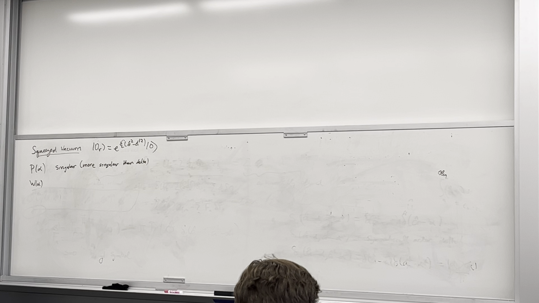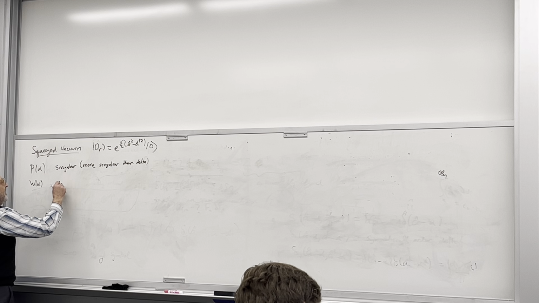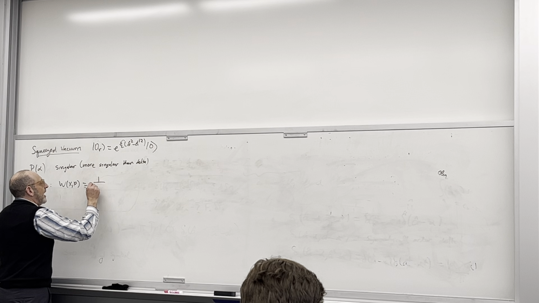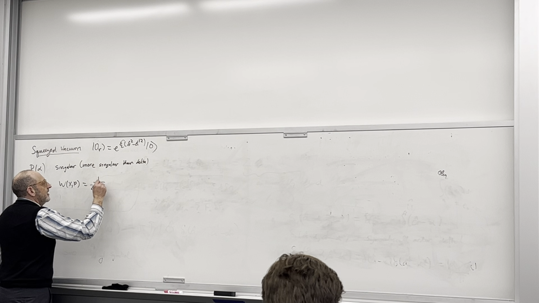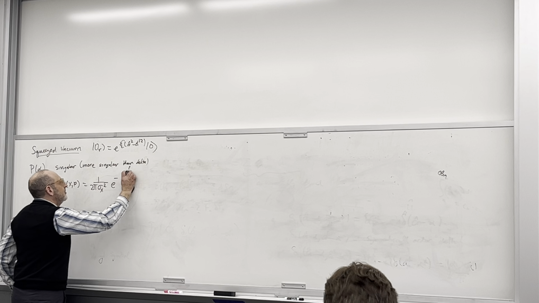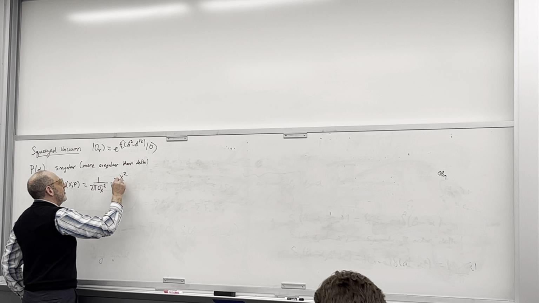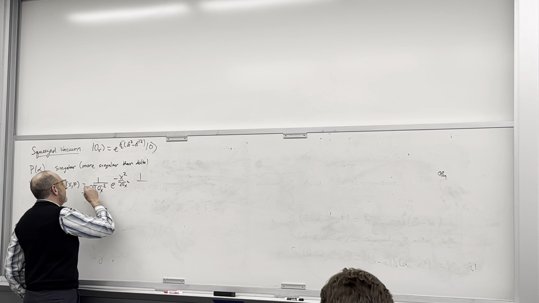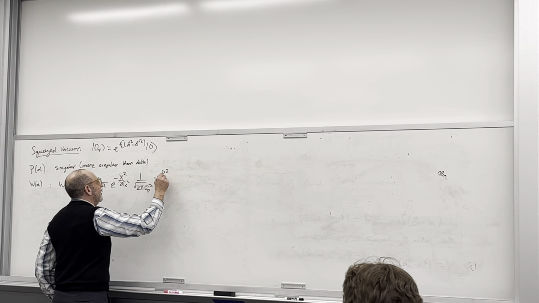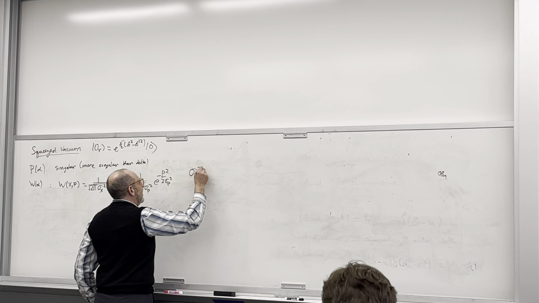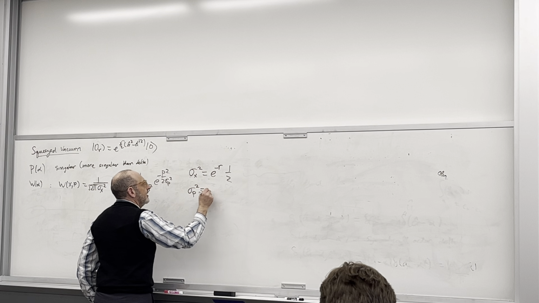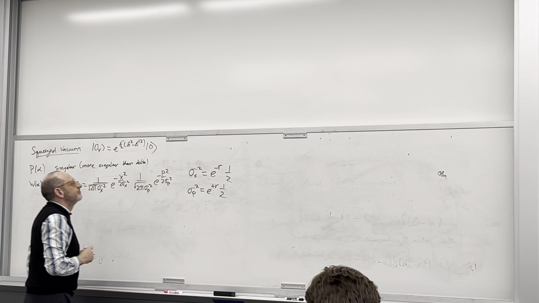It's a Gaussian, right? We could write this in the quadratures as 1 over the square root of 2 pi sigma x squared, e to the minus x squared over 2 sigma x squared, times 1 over the square root of 2 pi sigma p squared, e to the minus p squared over 2 sigma p squared. The sigma x squared is e to the minus r times a half, and sigma p squared is e to the plus r times a half.